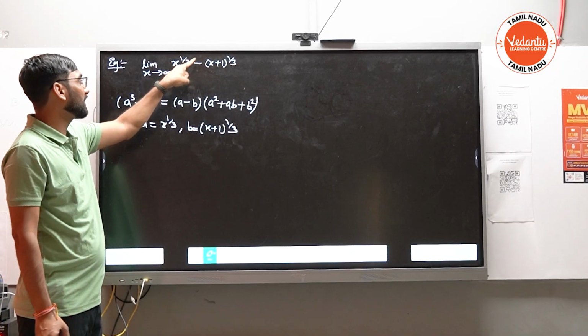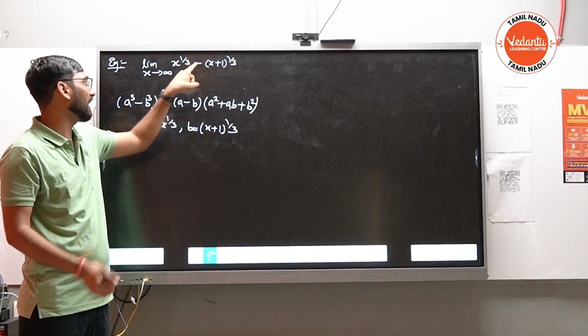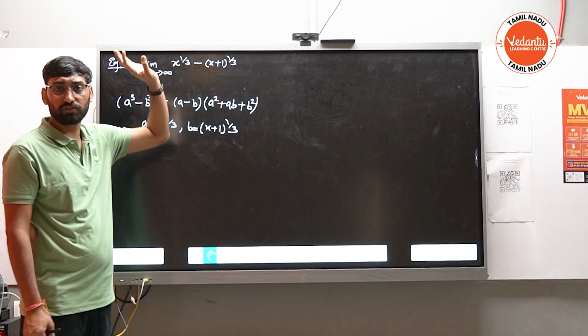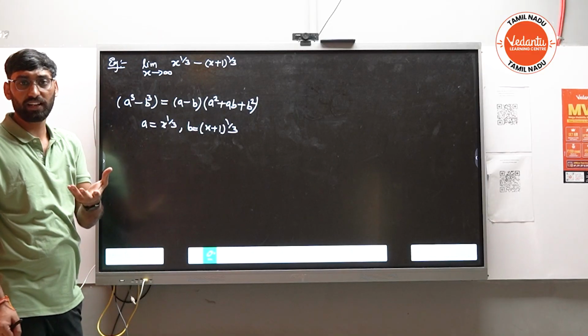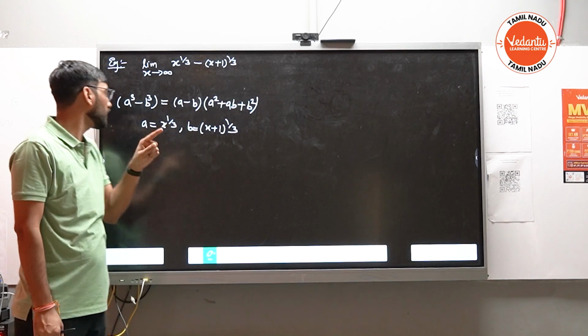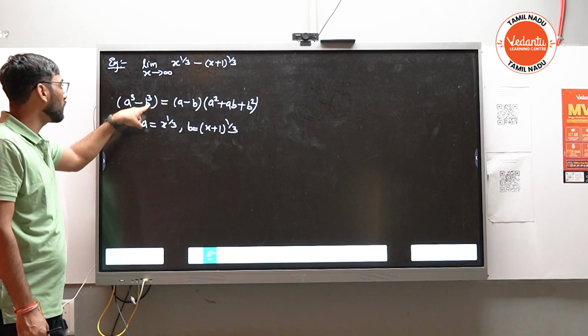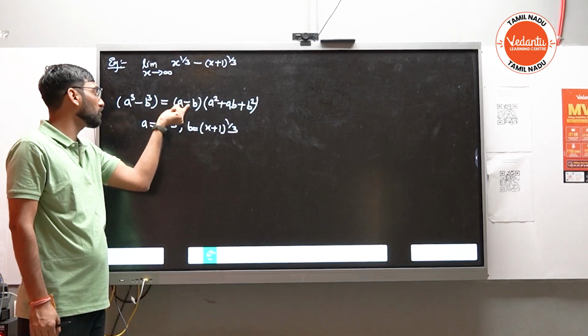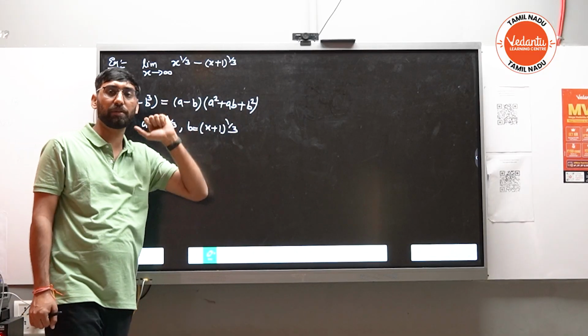So this 1 by 3 will cancel with that 3 and I will get x minus 1. And I can solve easily, right? But the problem here is how to do that. So one thing we know is, if we have a cube minus b cube, I can easily write it as (a minus b) into (a square plus ab plus b square).